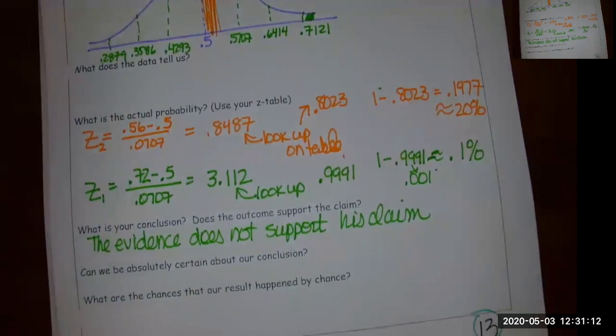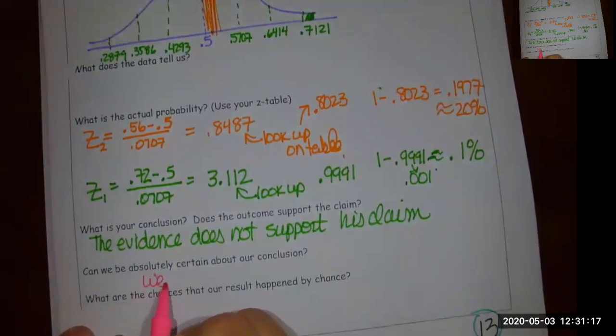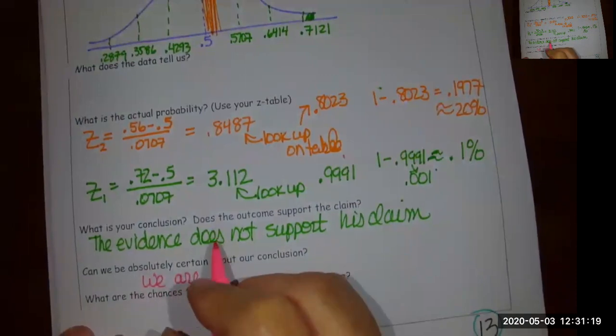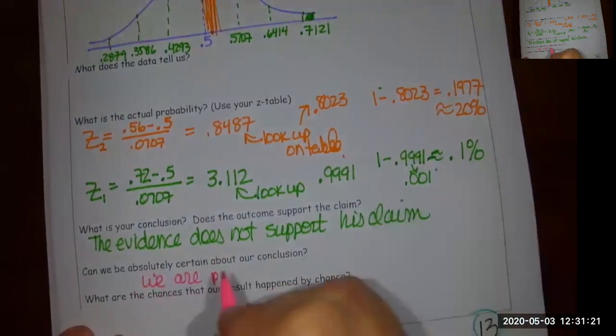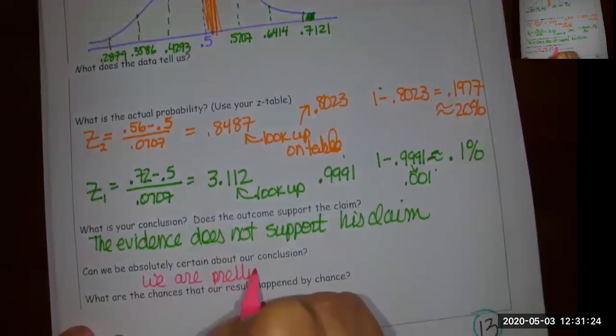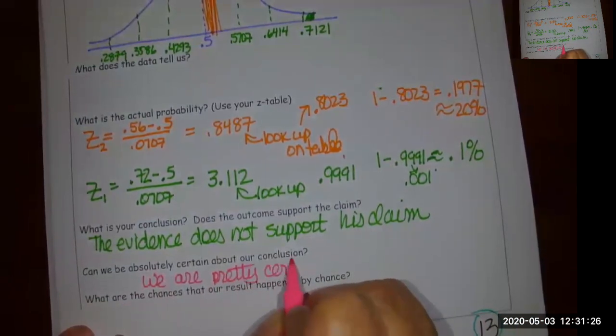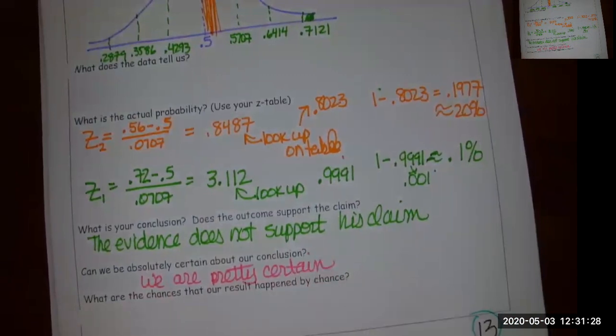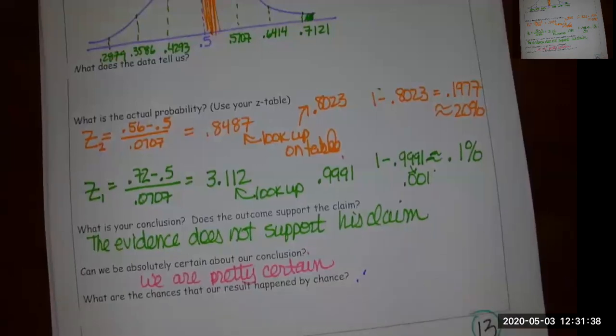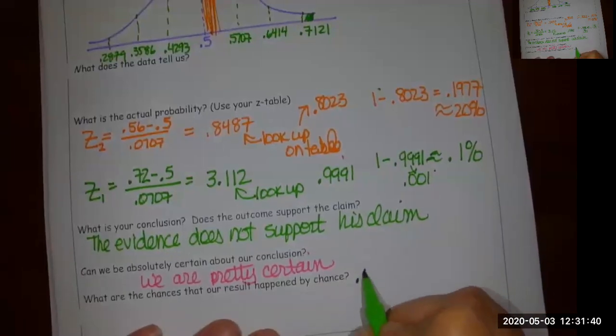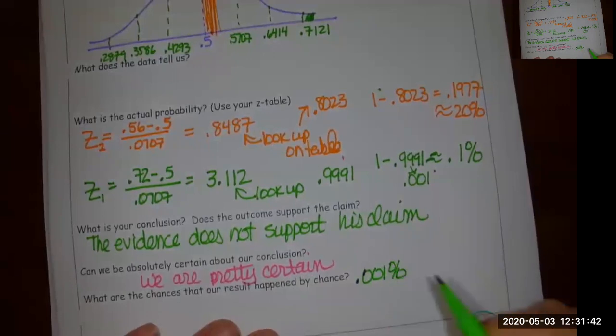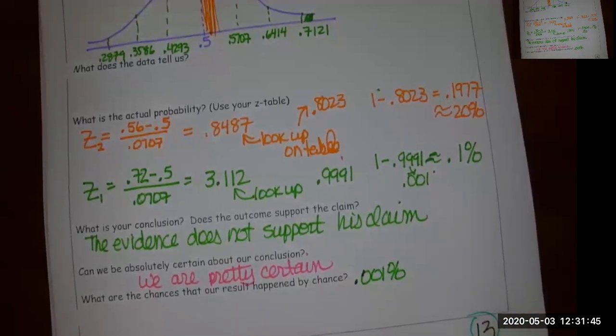Okay? Can we be absolutely certain? Well, we are pretty certain. And I'm going to give you numbers in our next lesson about what percents you can accept. Are we ever 100% certain? No. In this one, we're pretty certain, and I'll explain that more. What are the chances that our result happened by chance? Well, for the green sample, 0.001%. Okay? Does that make sense?